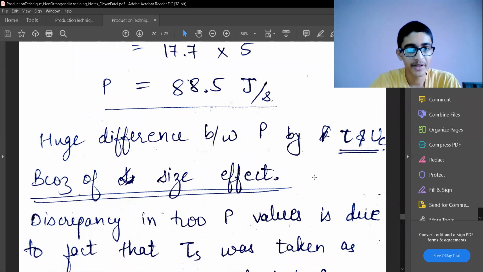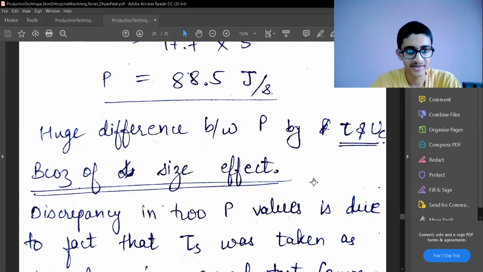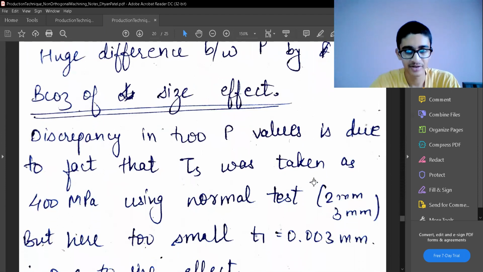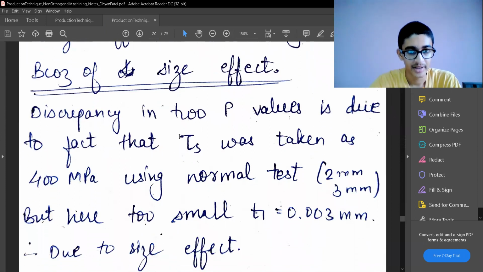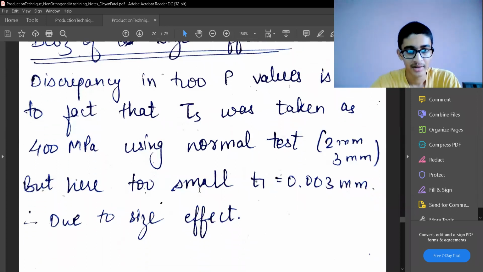So this is coming because of the size effect. So the discrepancy in the two power values is due to the tau s value which we have taken, that was 400 megapascal for estimation for the mild steel workpiece, was taken as 400 using the normal test. The normal test means the macro size materials, but here the T1, that is the chip thickness, is 0.03 mm. So this is almost, we are at 3 micrometers.